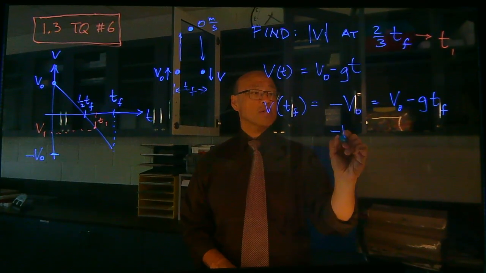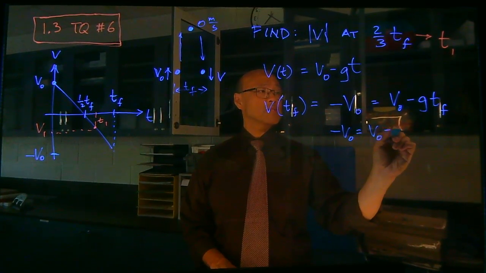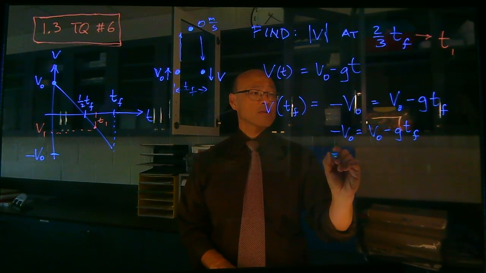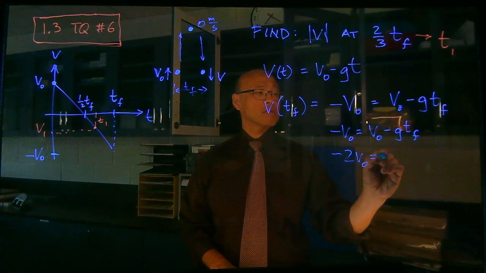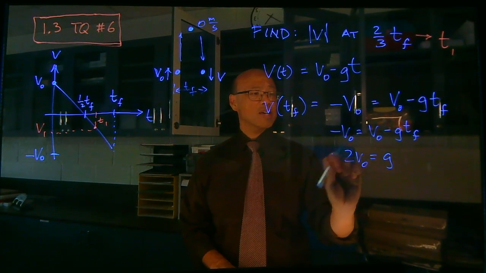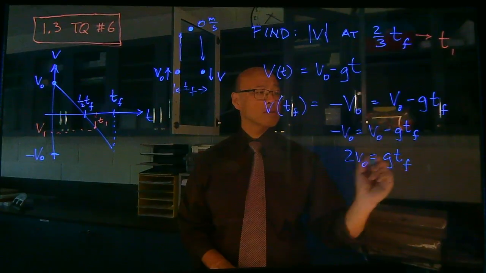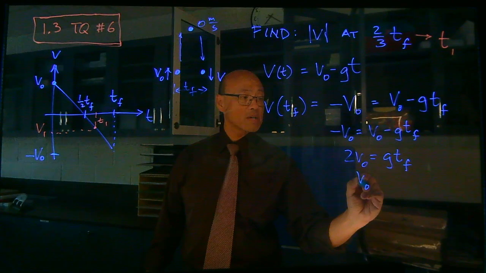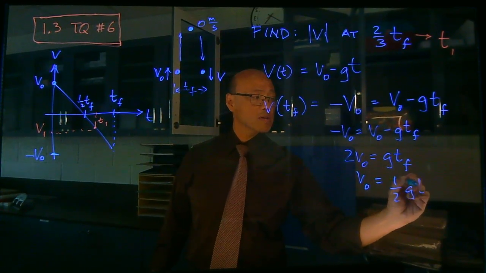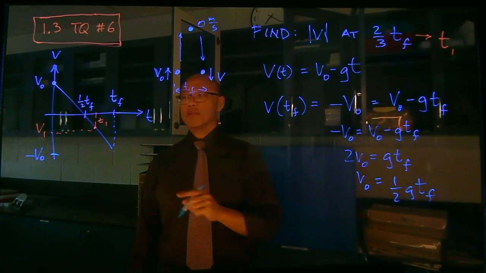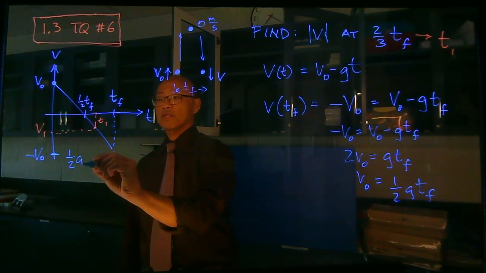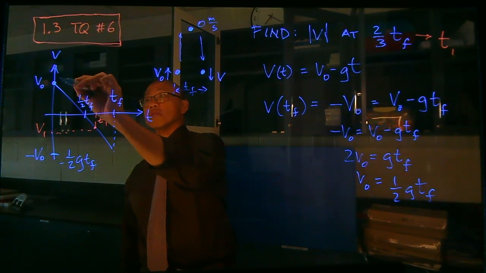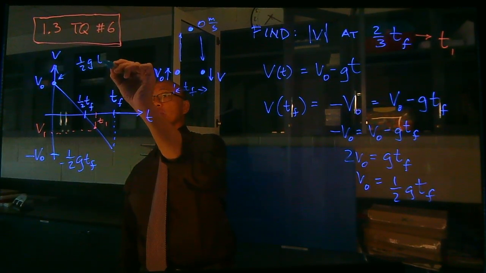So what does that tell me? That says minus v naught has to equal v naught minus gTF. Okay, I could bring that over. The negative signs cancel, and I get gTF. So I could even solve for v naught. That's just 1/2 gTF. So this guy is actually 1/2 gTF, which means, well, this is negative, but this is also 1/2 gTF.